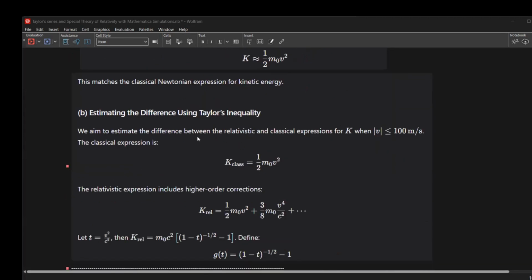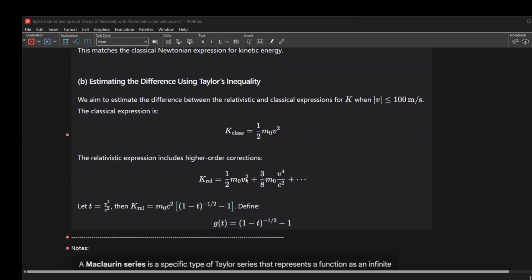Now for letter B, estimating the difference using Taylor's inequality. We aim to estimate the difference between the relativistic and classical expression for K when the magnitude of the speed of the moving object is less than or equal to 100 meters per second. The classical expression for the kinetic energy is equal to one half of the rest mass times the square of the speed of the moving object.